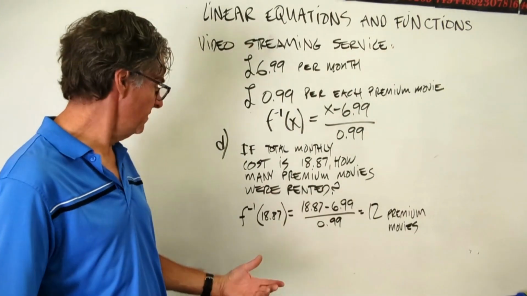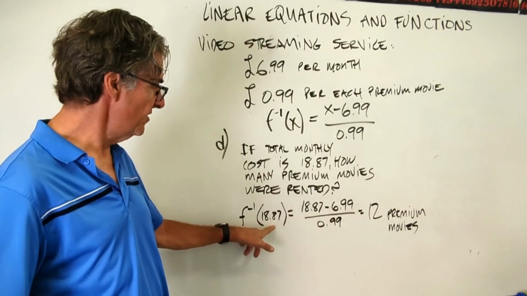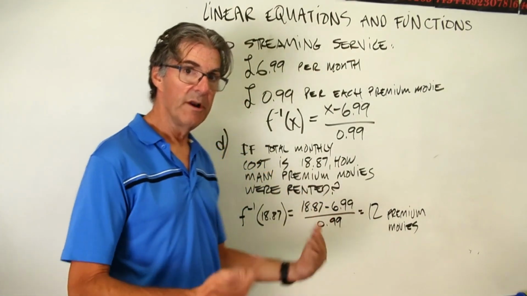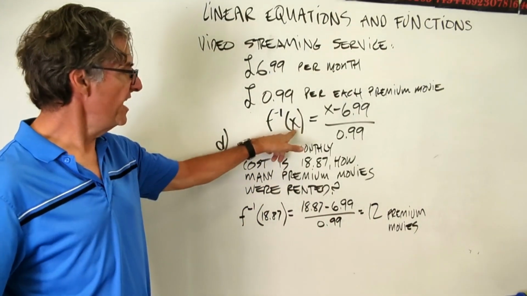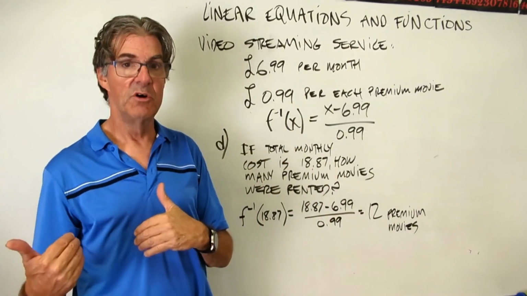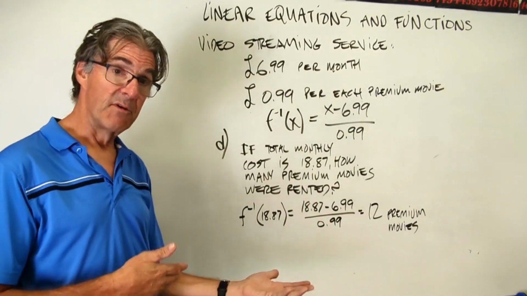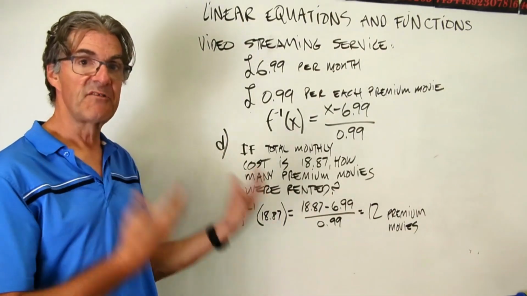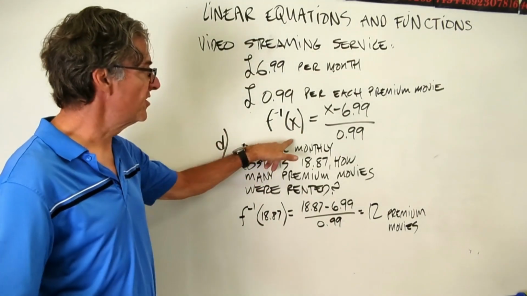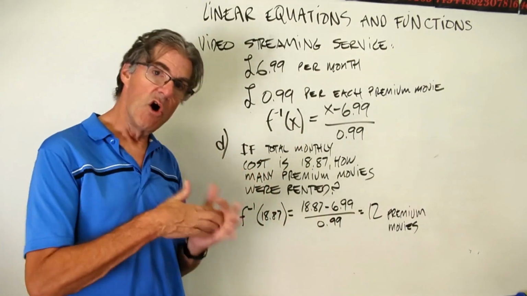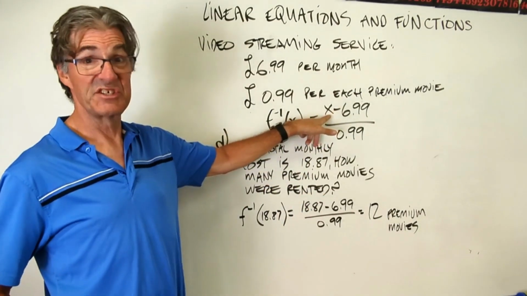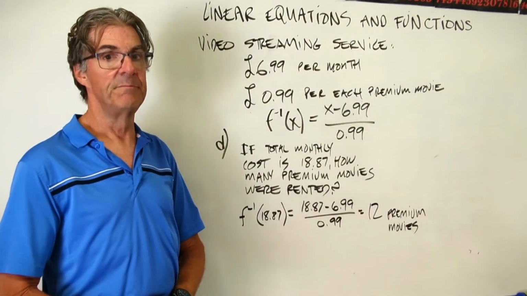So here's how I do that one. f inverse of 18.87, crunch it through, we end up with exactly 12 premium movies. So one important distinction here is that in the inverse function, the x, the input value, is actually the output value from the regular function. So you'll remember that the regular function was used to calculate the monthly cost based on a known quantity of premium movies. The inverse function is used the opposite way. If you know the total monthly cost, you can use the inverse function to calculate, in this case, the x, which stands for the number of premium movies.